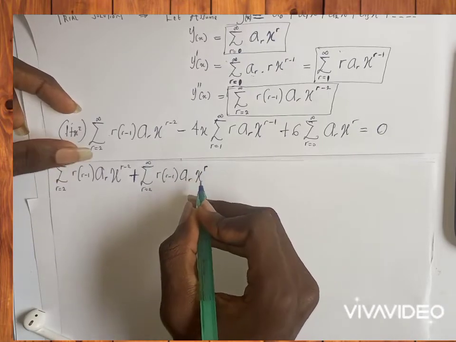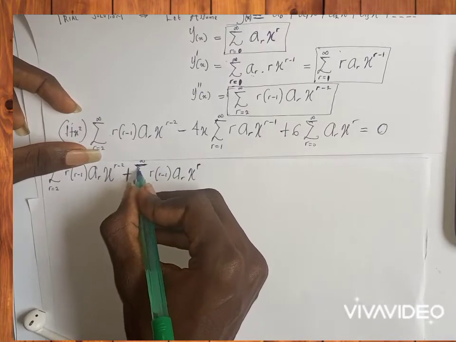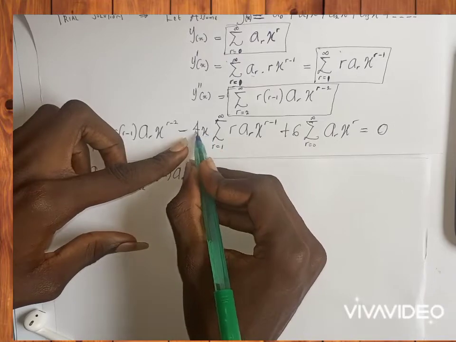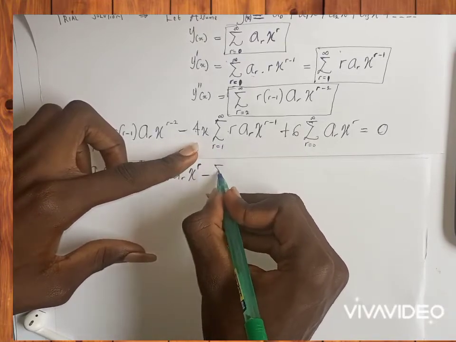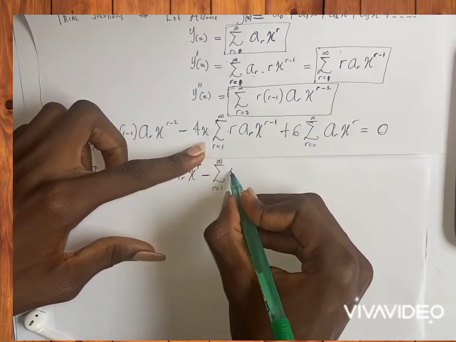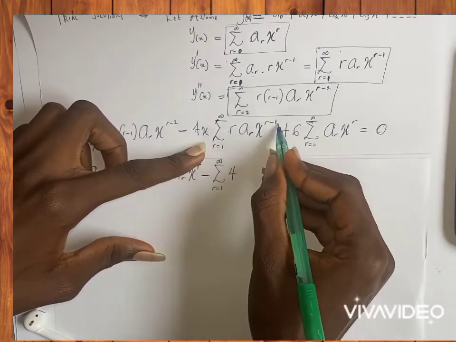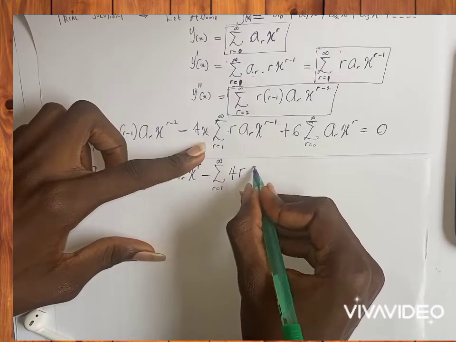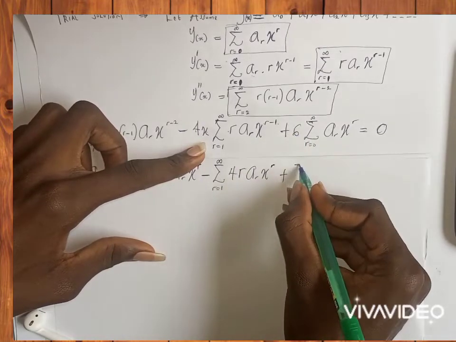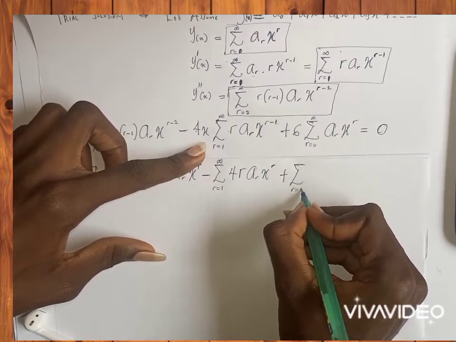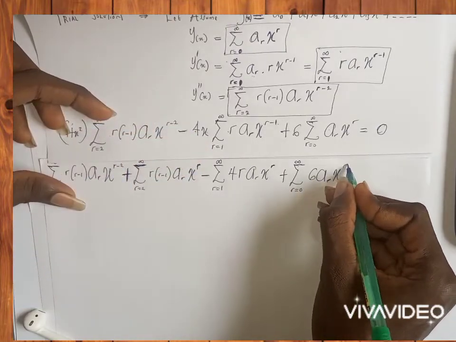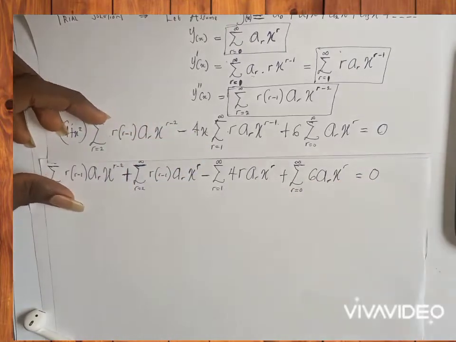Do you agree with that? Yes, there's nothing wrong with this. It's correct. And then similarly for this 4x, by the time this 4x goes inside the summation, we will end up having the summation from r = 1 to infinity of 4 times a_r x^r, since x multiplies x^(r−1). Then this 6 goes inside the summation, and we end up having the summation from r = 0 to infinity of 6 a_r x^r equals 0.